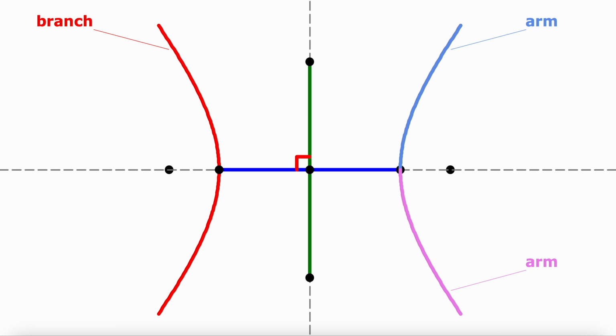A hyperbola has 2 branches that are mirror images of each other. Each branch is divided into 2 congruent halves, called arms, by the transverse axis. These arms start at the vertices and extend infinitely in opposite directions, never meeting again. This infinite extension of the arms in opposite directions is what makes hyperbolas open and unbounded curves.